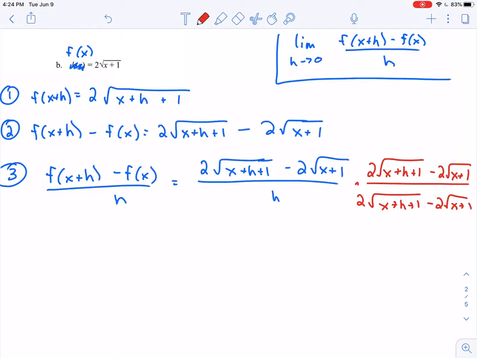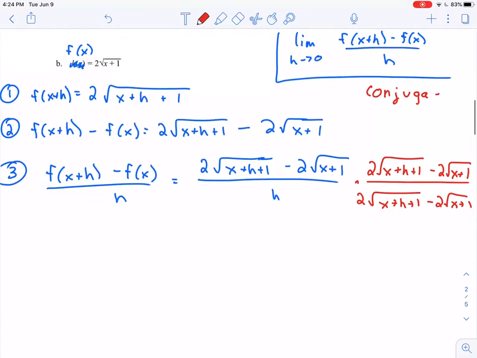I'll still have a radical left over. If I want to get rid of radicals, and I have two terms like this, I need to multiply by something called, hopefully this sounds familiar, the conjugate. And the conjugate is very similar to this guy right here. The only thing I'm going to do is take this minus sign and change it to a plus sign.